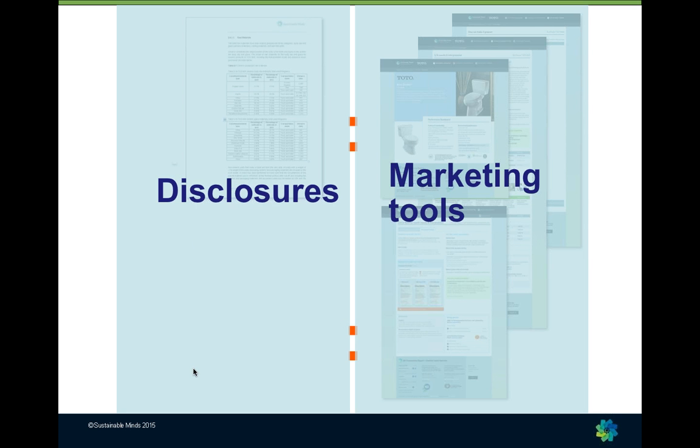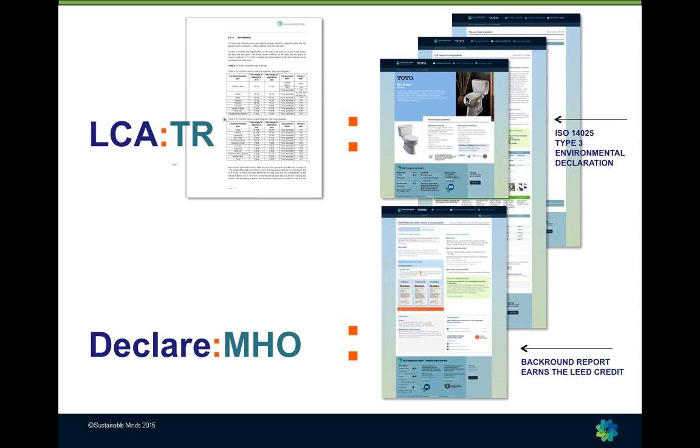These are disclosures, or any other kind of material ingredient. These are disclosures, and these are marketing tools. And the difference between the two transparency products is that the transparency report is a Type 3 environmental declaration, and so the credit is earned because of having this report. In this case, the material health overview, it's the background report, just like an LCA is a background report. It's the Declare label, it's the HPD, it's the material health, it's the cradle-to-cradle certificate that earns the LEED credit.